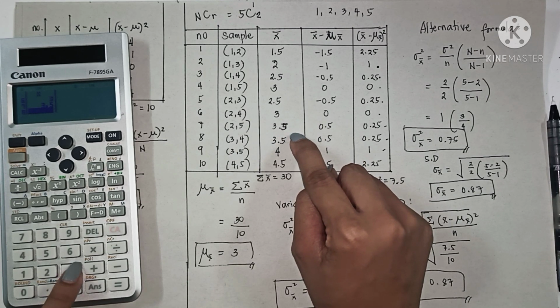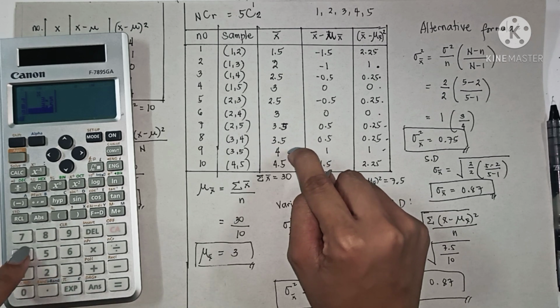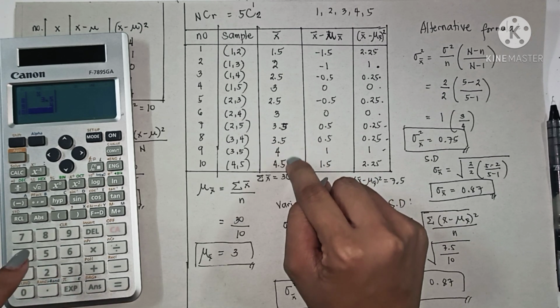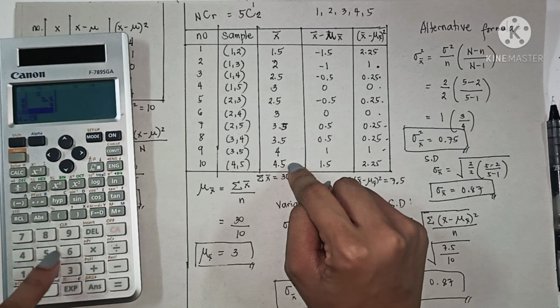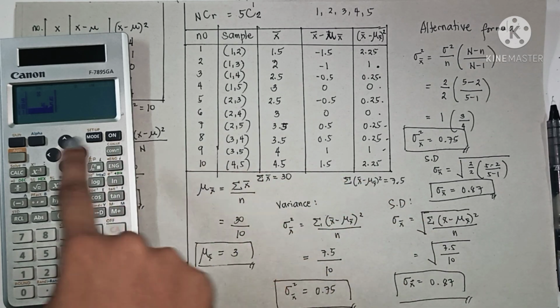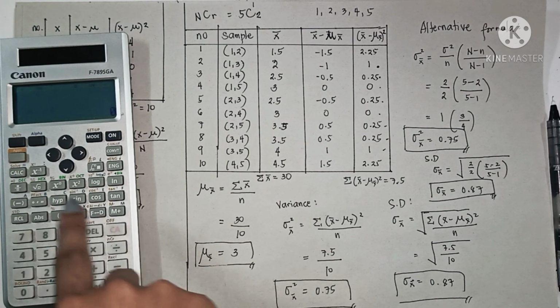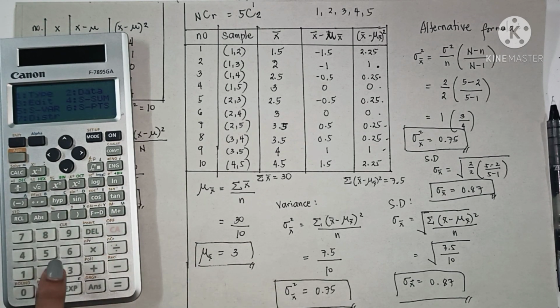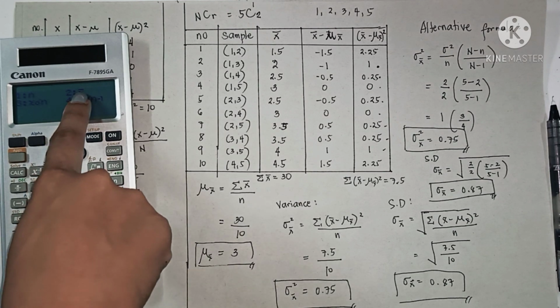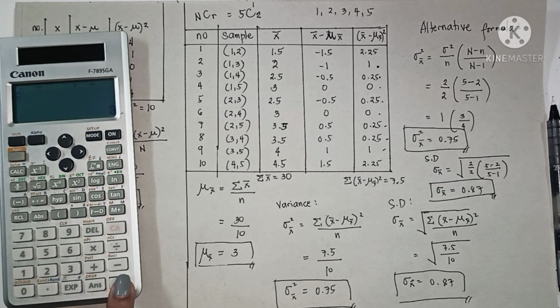So, next, 3.5 ulit equals 4 equals, ayan, 4.5 equals. Okay? So, na-input mo na yung 10 data. So, now, CA ulit tayo. Apps, S-bar, pindutin si 2 to check if your mean is correct. Then, the answer is 3. Your answer is 3. Okay?